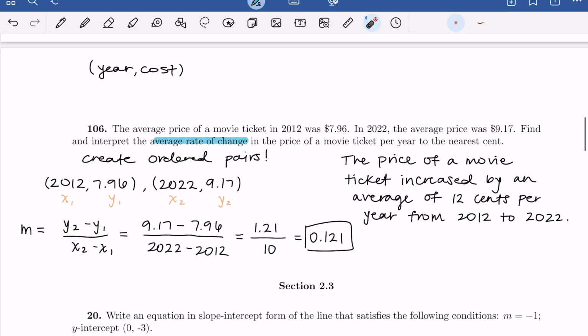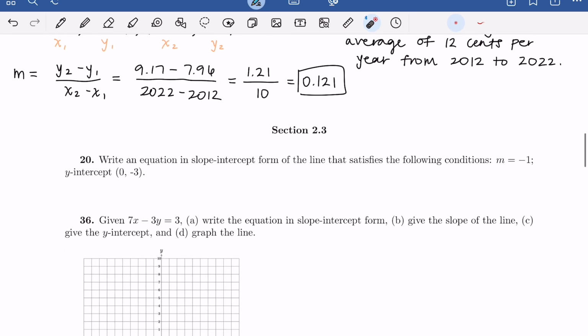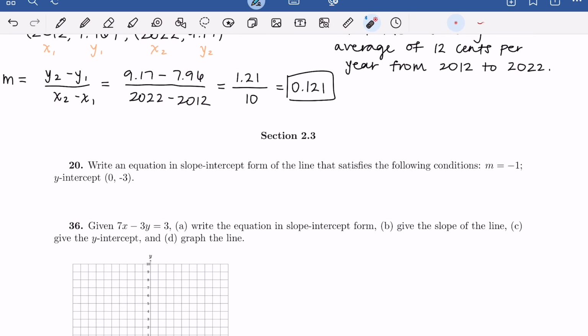Okay, so this brings us to section 2.3 here. Let's look at problem 20. We want to write an equation in slope-intercept form. So this is going to be y is equal to mx plus b because we have our slope and we have our intercept. So this is slope-intercept form. So you want to write an equation in this form of the line that satisfies the given conditions here.